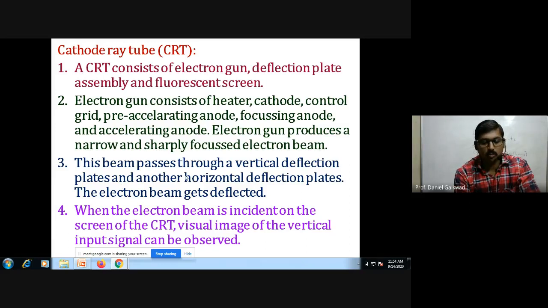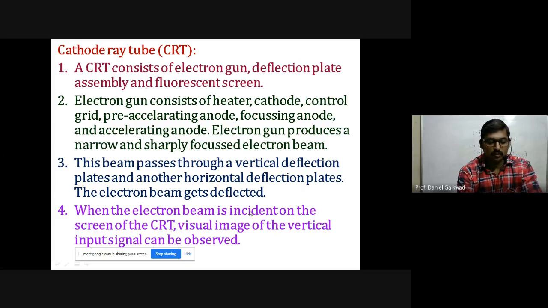Number three, this beam passes through the vertical deflection plates and the horizontal deflection plates, and the electron beam gets deflected. So there are two pairs of plates, vertical deflection plates and horizontal deflection plates, that deflect the electron beam inside the cathode ray tube. And number four, when the electron beam is incident on the screen of the CRT, a visual image of the vertical input signal can be observed. So we obtain the signal in the form of a visual image of the vertical signal. The signal appears as a visual image or waveform.